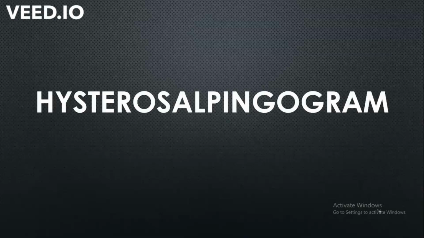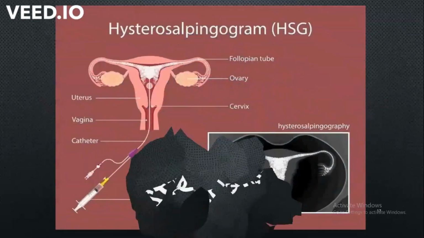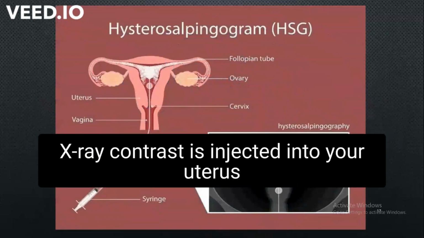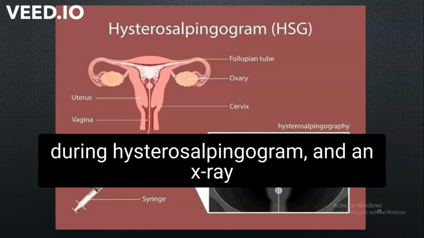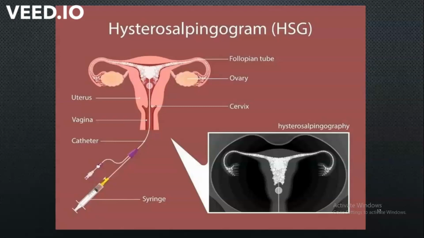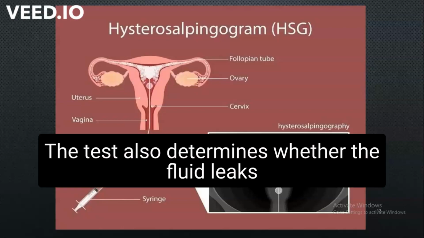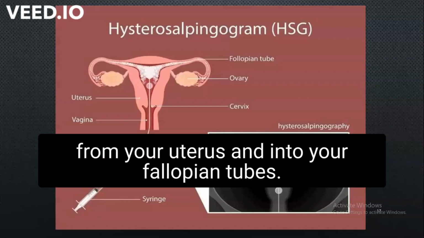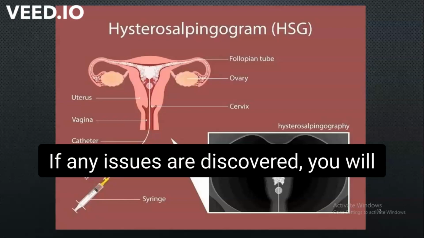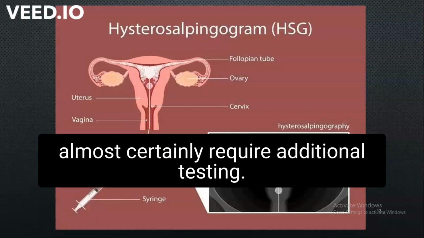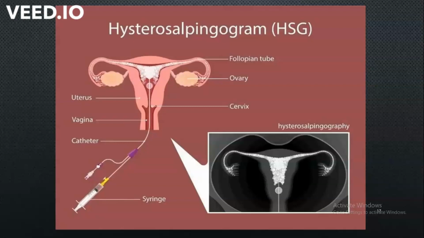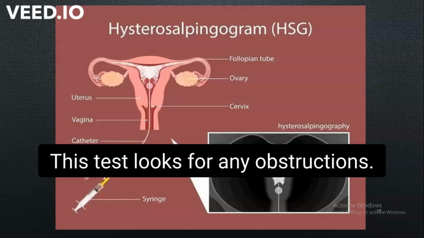Hysterosalpingogram. X-ray contrast is injected into your uterus during hysterosalpingography, and an X-ray is obtained to check for issues inside the uterus. The test also determines whether the fluid leaks from your uterus and into your fallopian tubes. If any issues are discovered, you will almost certainly require additional testing. This test looks for any obstructions.